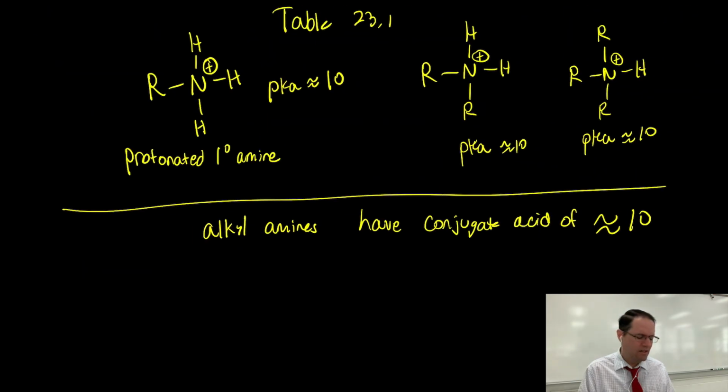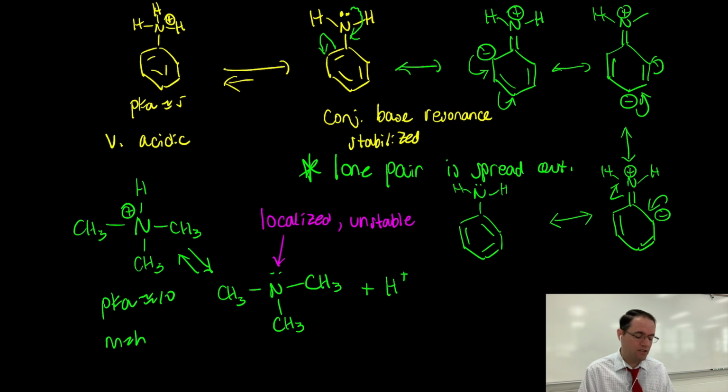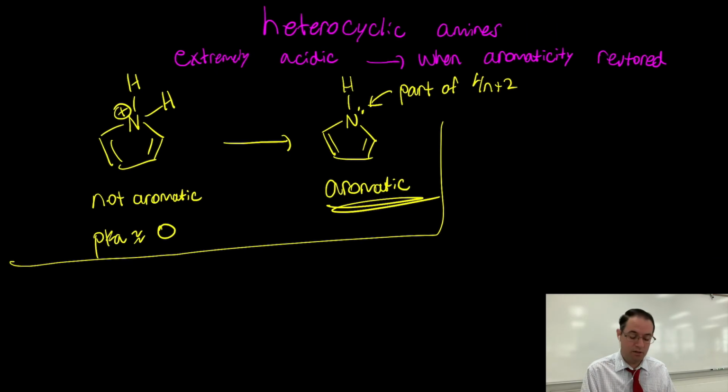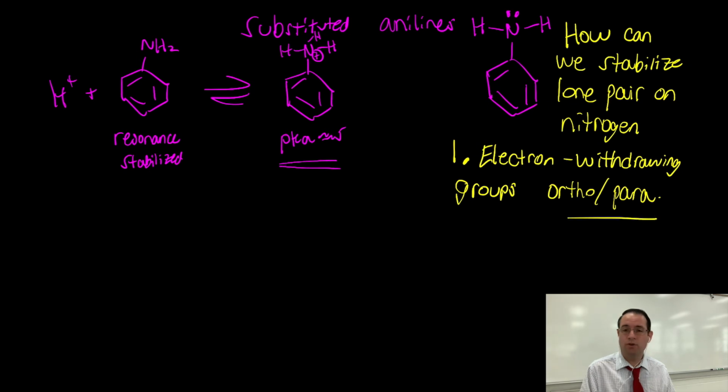Why ortho-para? Let's go back to our resonance structures here that I drew regarding aniline. Here's the ortho carbon with a negative charge. Here's the ortho carbon with a negative charge. Para carbon with a negative charge. And here's an ortho carbon with a negative charge. So if we place groups at the ortho and para position, right where that negative charge would be, and they're electron withdrawing, they'll accept those electrons and help stabilize the structure even further. Okay? So that's what you want to think about.